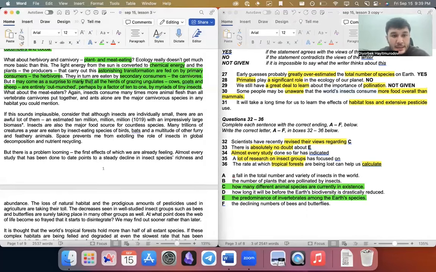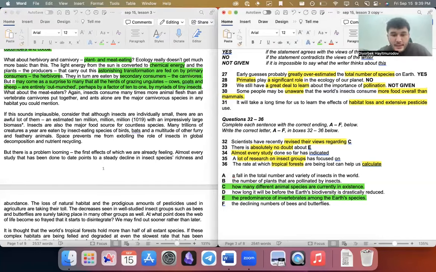They are like cows and goats. These are mammals, right? Sheep, these are mammals. They're outmunched, meaning insects eat more food than these animals do. So the answer is going to be what? This answer is going to be yes.